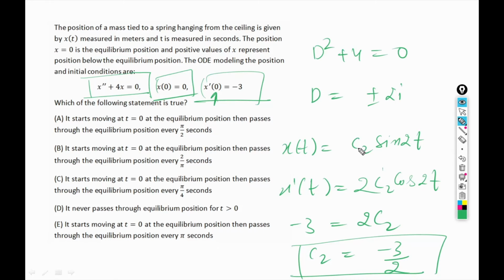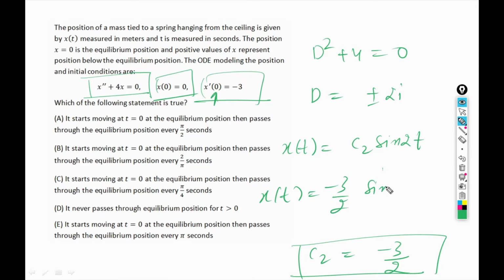Now put it here, then we will have x. So the position of the mass is given by this function x(t) equals minus 3 by 2 sin 2t. Now at t equals 0, x is 0, that means it is starting from the equilibrium position. In every option it's saying that it starts moving at t equals 0 at the equilibrium position, which is of course true, because at t equals 0, x is 0.